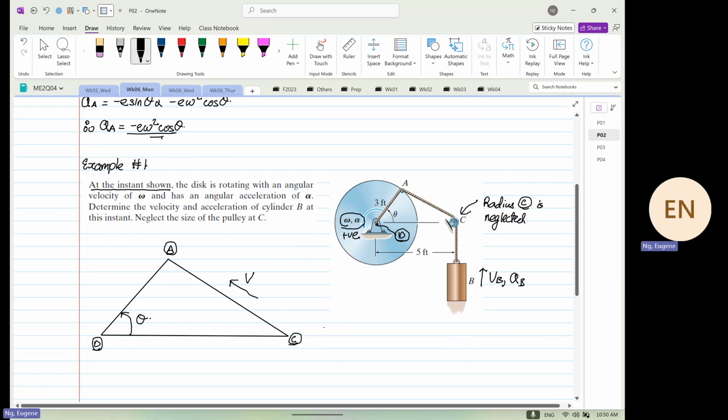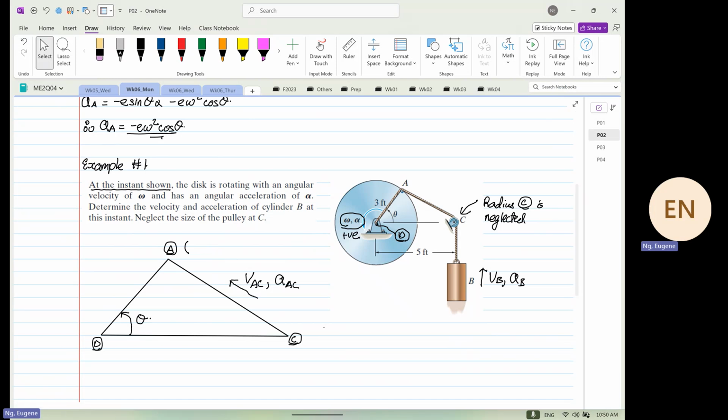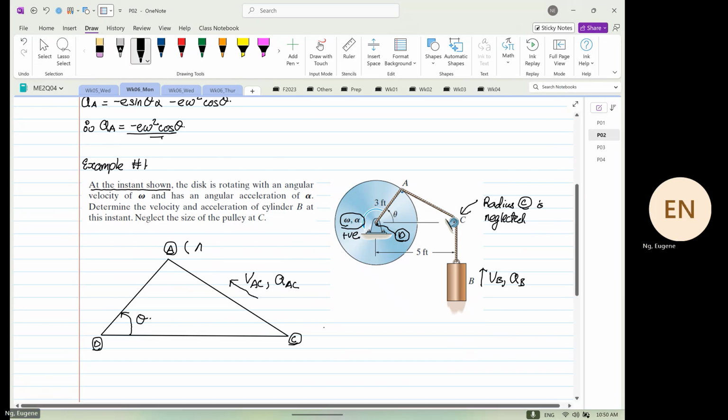Our V_AC and our A_AC. Okay. Now point A is not what? It's not fixed. If you look at what is going on, point A is basically a what?